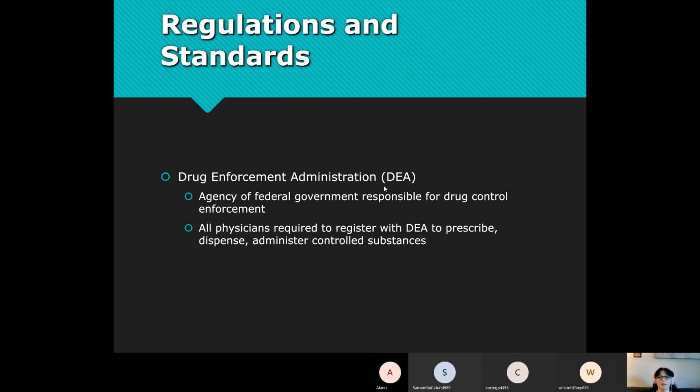So this is what I was talking about. The ones that enforce the Schedule 2s and crack down on anybody dealing or selling Schedule 1s. This is them: Drug Enforcement Administration, DEA. Any doctor who prescribes Schedule 2s must have registered, been approved, and have a number from the DEA.